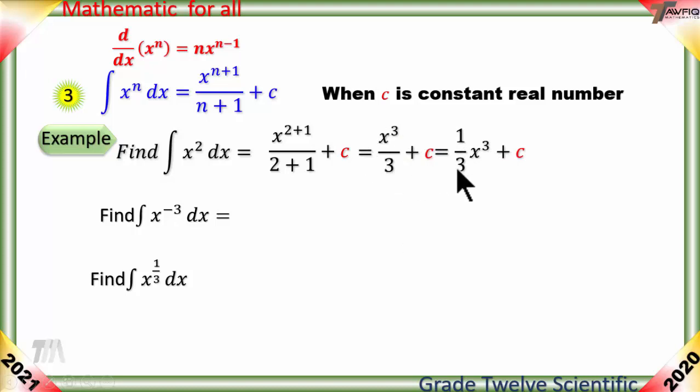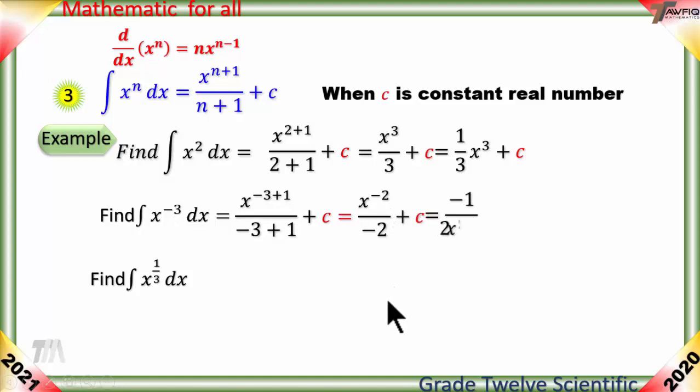We can write this one in this way: 1 over 3 x to the power 3 plus c. And here too, add 1 to the power, it becomes x to the power minus 2 over minus 2. Simplifying this one by taking x to the power minus 2 from the numerator to the denominator, it becomes minus 1 over 2x squared plus c.